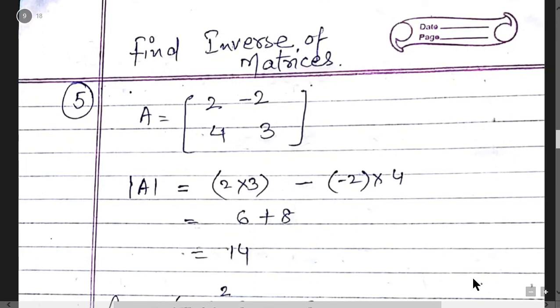In question number 5, you have to find the inverse of the matrix. What is the formula for inverse? It's 1 over A modulus into adjoint of A. It means you have to calculate two values now. One is the determinant of A and second is the adjoint of A.